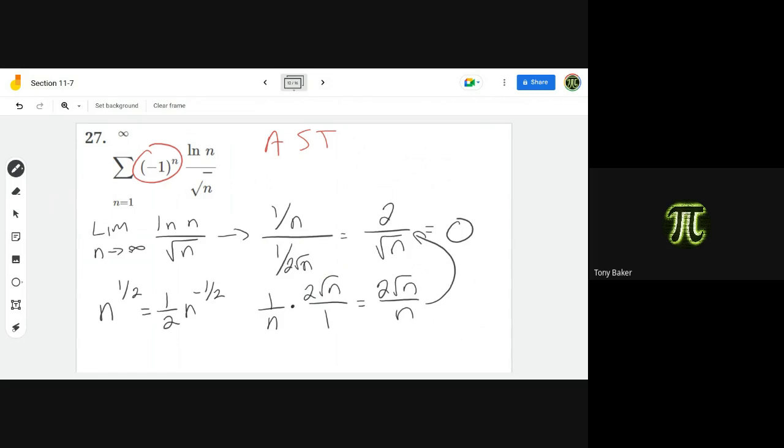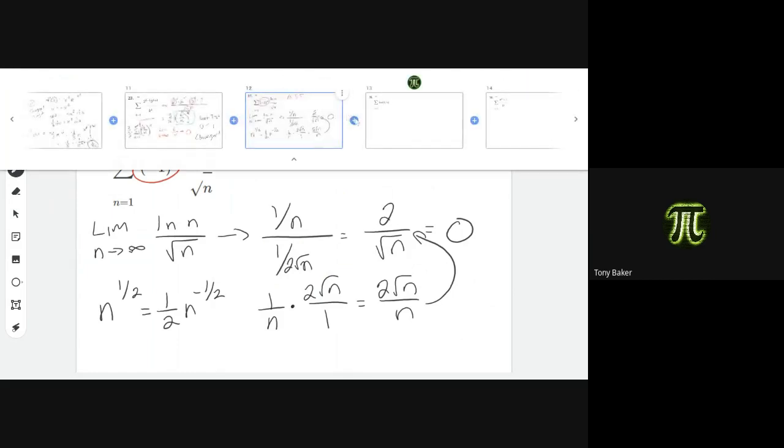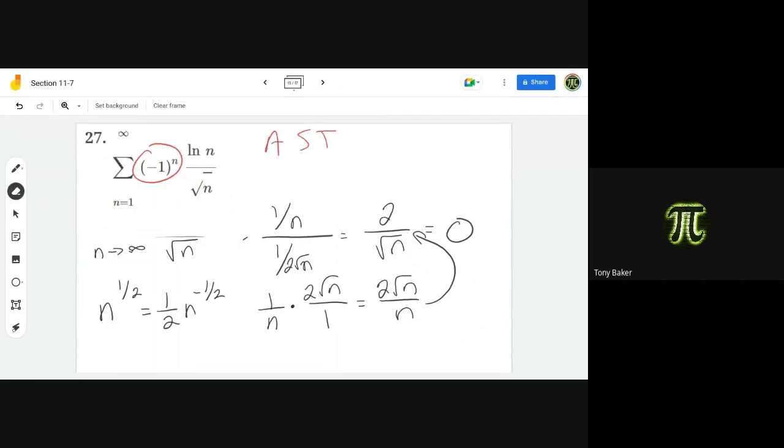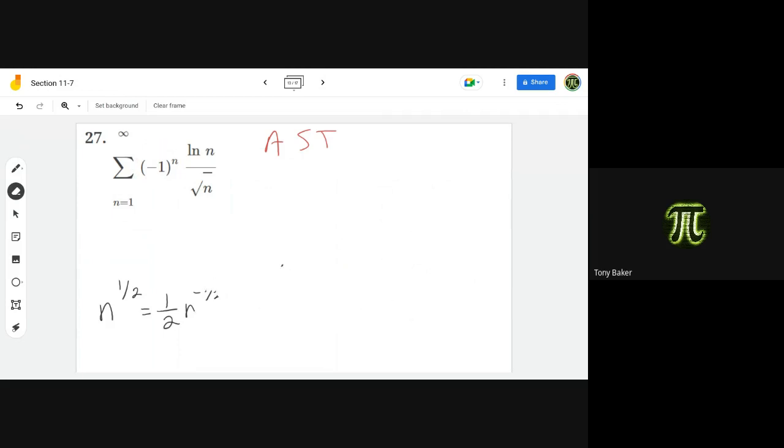So that's one of the 2 cases that I have to test. The other case I have to test is that this is always decreasing, or at least decreasing as I get quite large. So to test that it's decreasing, because the numerator and denominator both change in this one, you're kind of going to have to do the derivative rule for it. So let's take the derivative of it. So I'm going to make f of x ln of x over the square root of x.